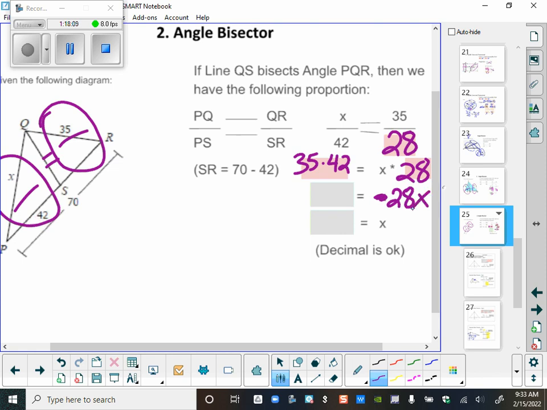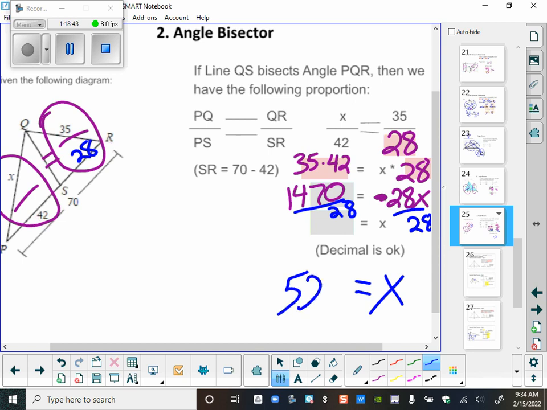Okay, who can tell us what 35 times 42 is? You got calculators. Get it real quick. 35 times 42. 1470. And then divide both sides by what number? There you go. And you will get a decimal. What number is x? Yes, very good. All right.